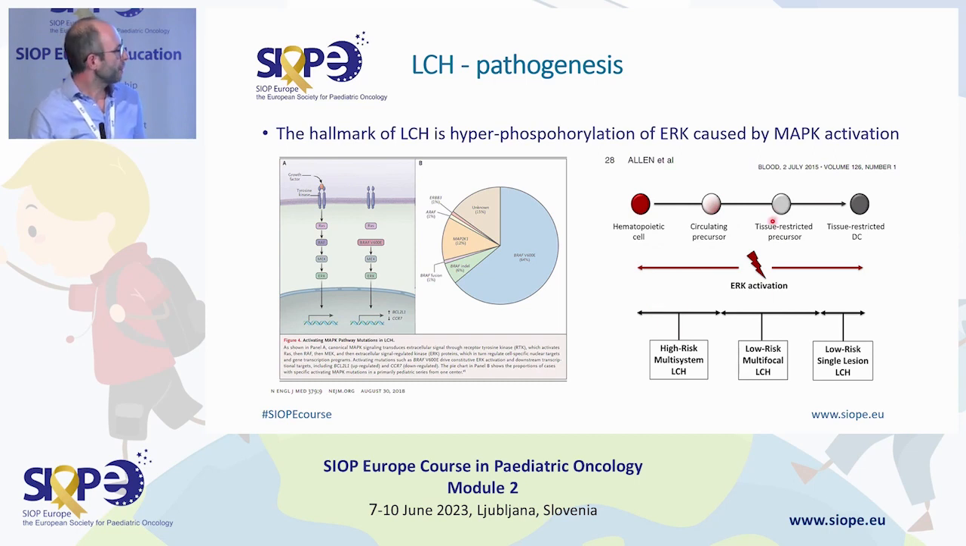And here is the hypothesis of how just one genetic alteration can cause such a variable presentation of the disease. When the mutation or activation occurs in tissue-restricted dendritic cells, it leads to low-risk single-system LCH. When it occurs in so-called circulating precursors, it goes to low-risk multifocal or multisystem LCH. And when it occurs in a hematopoietic stem cell or even in the yolk sac, the current hypothesis is that this mutation occurs in the yolk sac of the embryo. Hematopoiesis starts in the yolk sac, then goes to liver, spleen, and bone marrow. So when the mutation occurs in hematopoietic stem cells or in the yolk sac, it causes high-risk multisystem LCH with risk organ involvement.